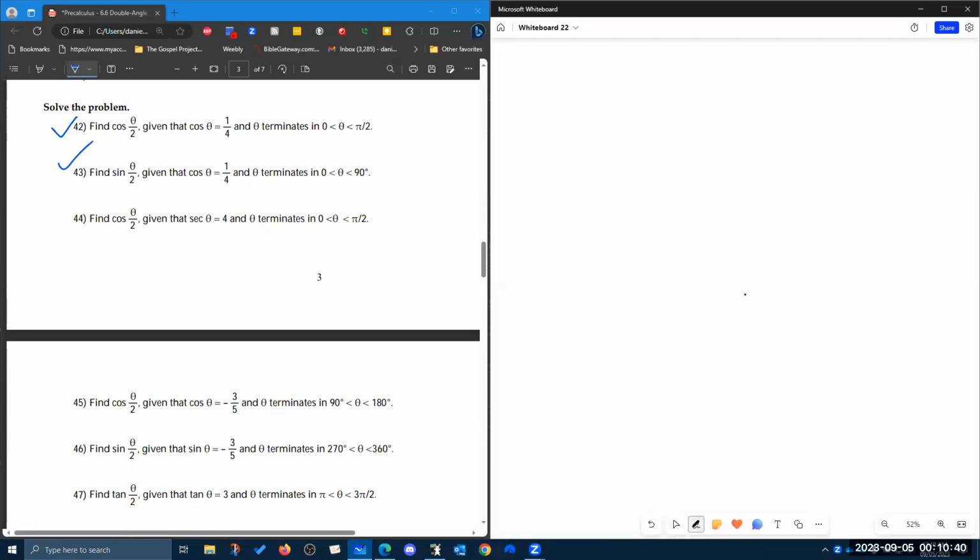Same triangle, I shouldn't have erased it. Cosine is 1/4. This is root 15 again. It's in quadrant 1 still. Cosine, so we already did that one. That one's this one, and so I'm not going to do it again.